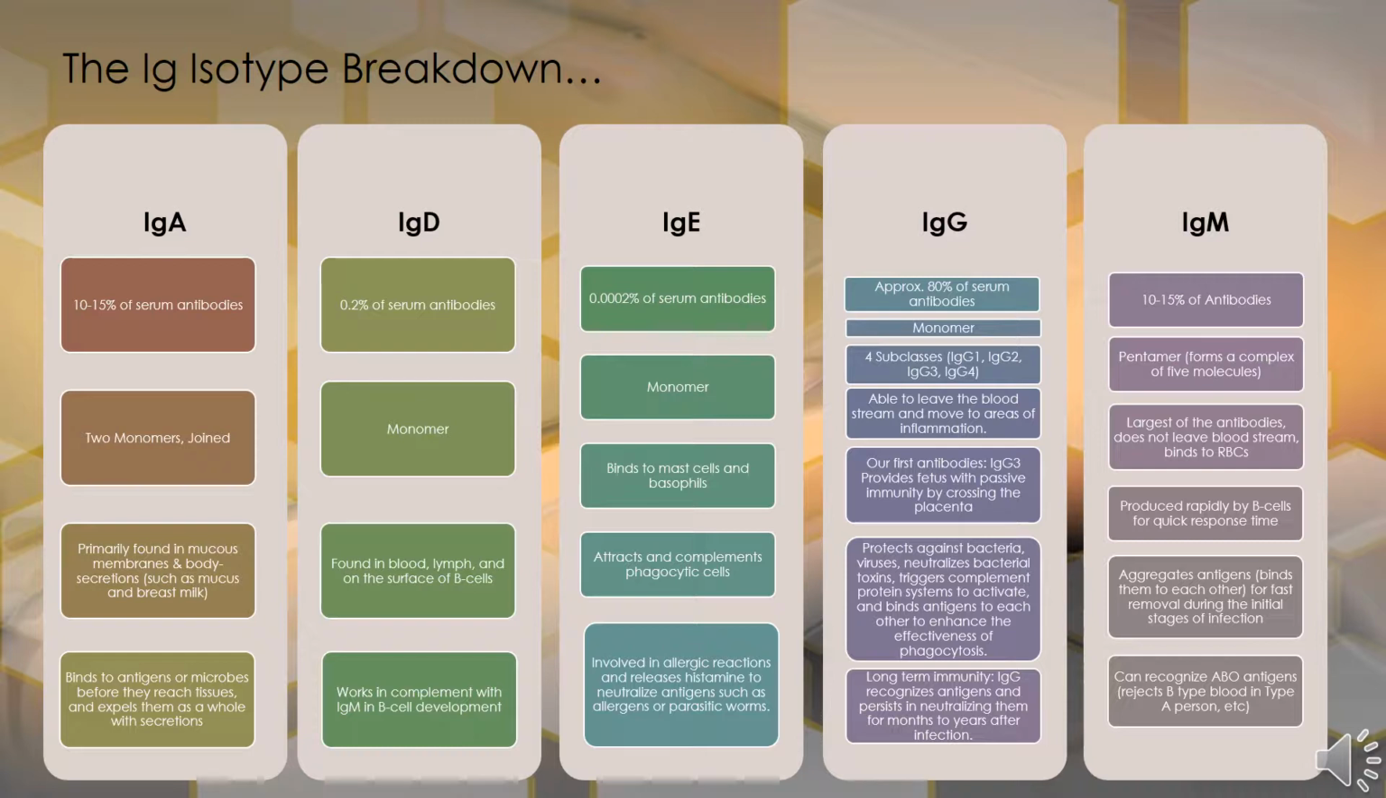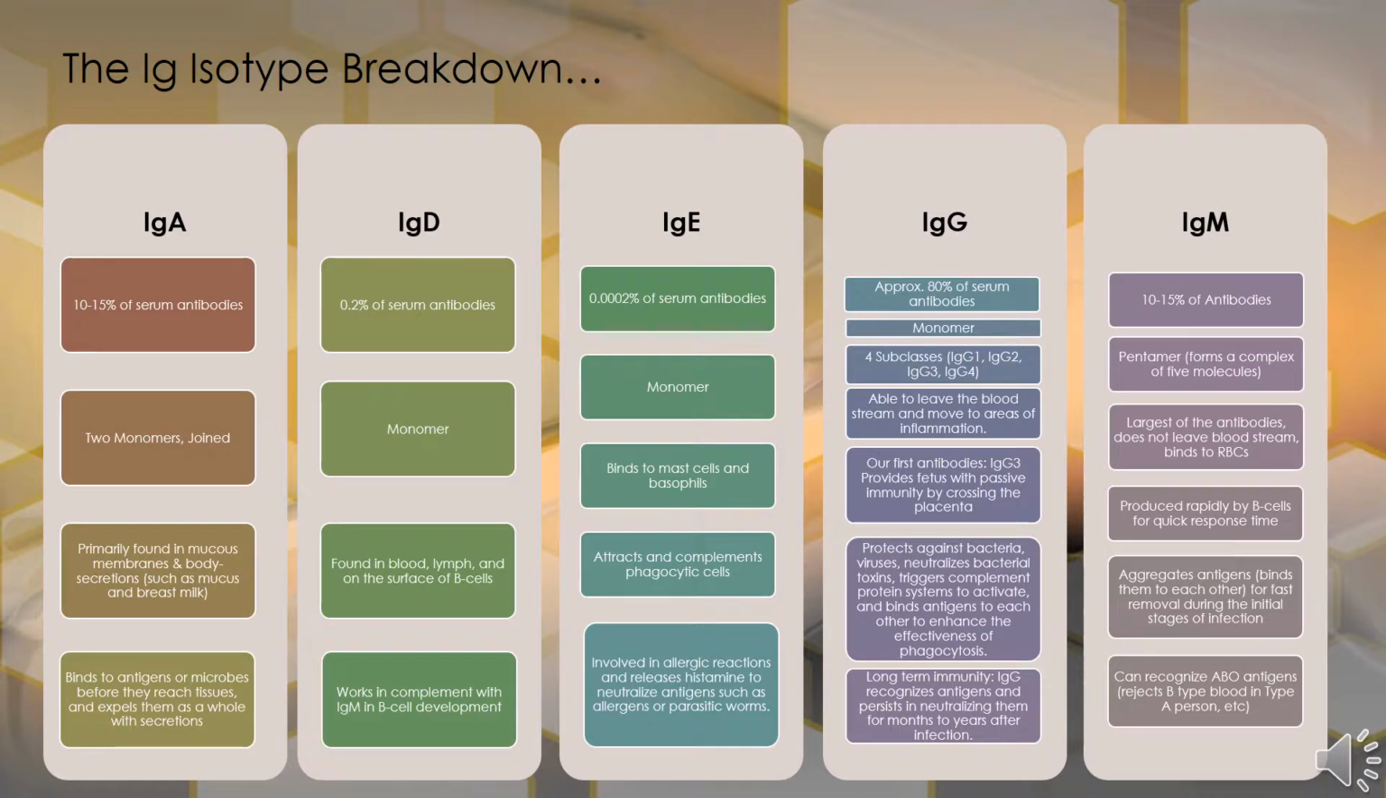IgG protects against bacteria and viruses. It neutralizes bacterial toxins, triggers complement protein systems to activate, and binds antigens to each other to enhance the effectiveness of phagocytosis. For long-term immunity, IgG recognizes antigens and persists in neutralizing them for months to years after the initial infection.